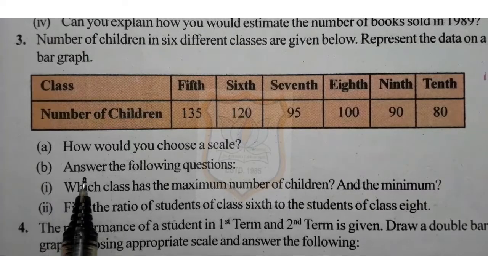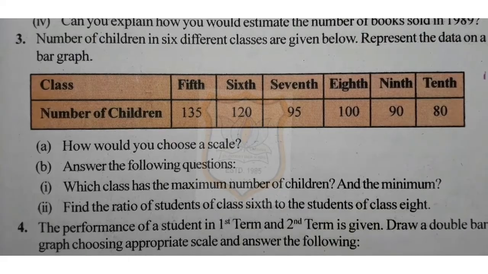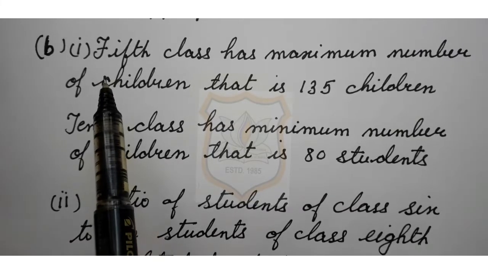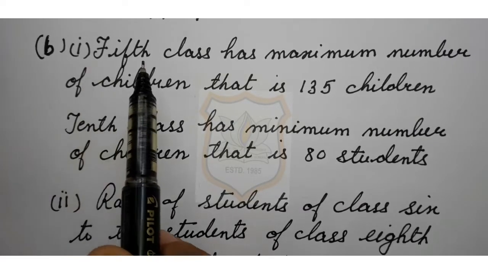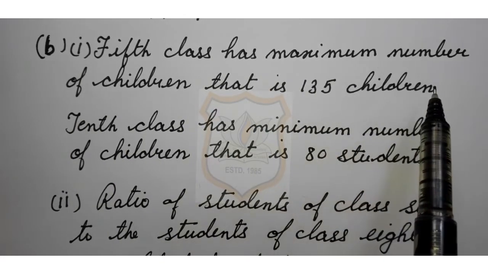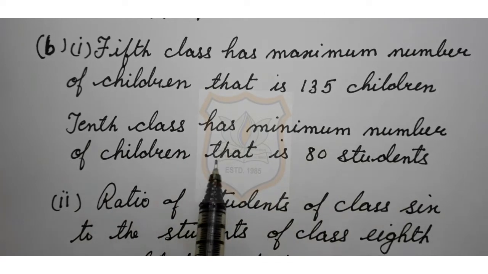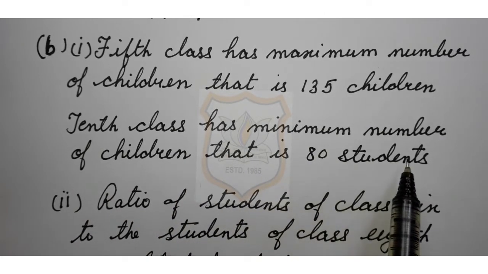B part is, answer the following question. Which class has maximum number of children and the minimum? In this way, you have to write the answer of B part. 5th class has maximum number of children, that is 135 children. And 10th class has minimum number of children, that is 80 students.